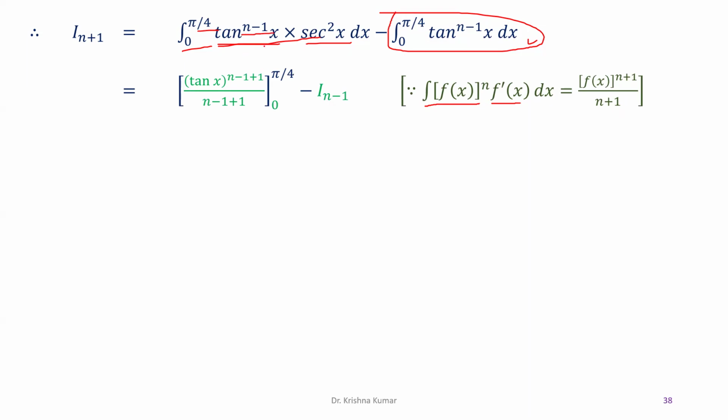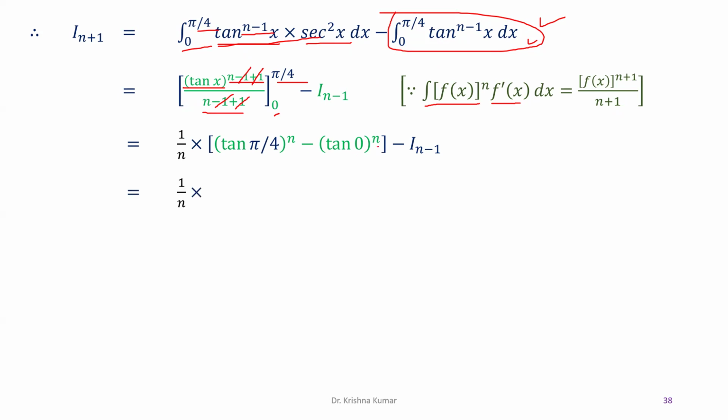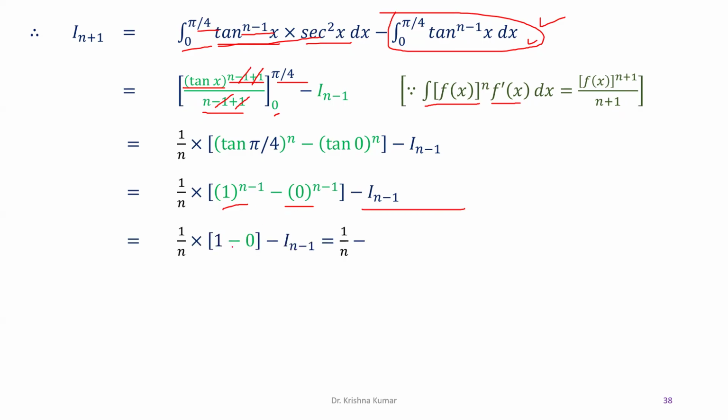So here, n minus 1 plus 1 upon n minus 1 plus 1 under the limit 0 to pi by 4 of tan x to the power n minus 1 plus 1, minus I_{n-1}. If we substitute the limit, we are getting 1 upon n, because the minus 1 plus 1 will cancel. This will also cancel. tan pi by 4 to the power n minus tan 0 to the power n. We can write 1 upon n, 1 to the power n minus 0 to the power n, minus I_{n-1}. And this is nothing but 1 minus 0, which is 1. So we can write 1 upon n minus I_{n-1}.